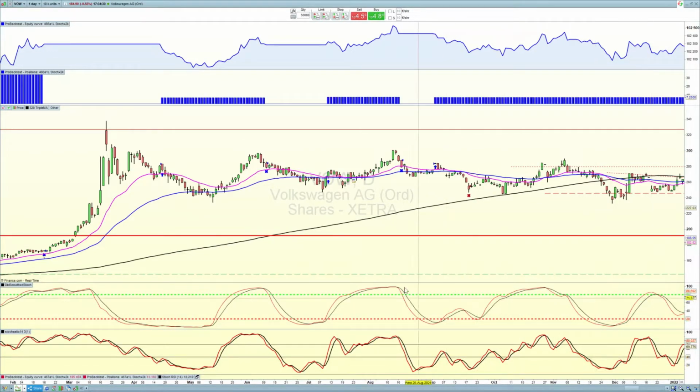Okay, so the entry rules are, we want the exponential moving average 20, the pink line, to be greater than the exponential moving average 50, the blue line, and also to be greater than the moving average 200, the black line. That's our first set of parameters that must be met.